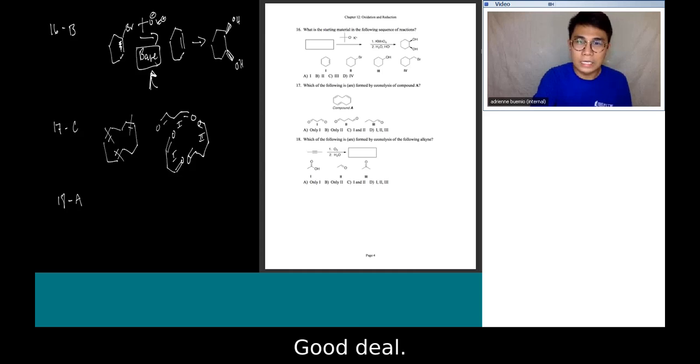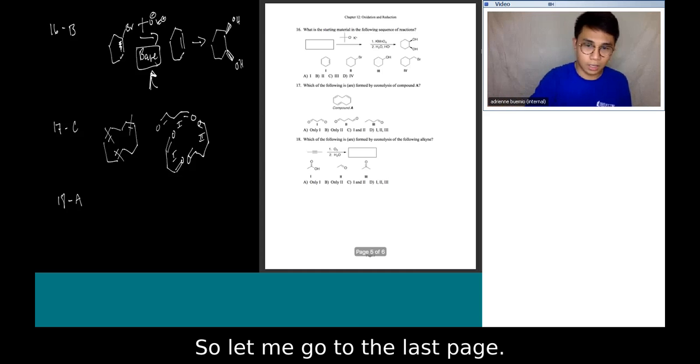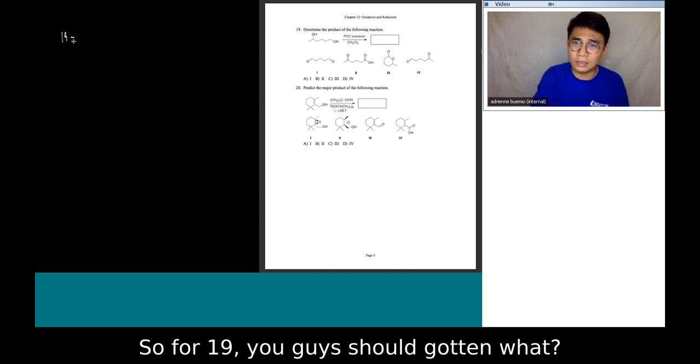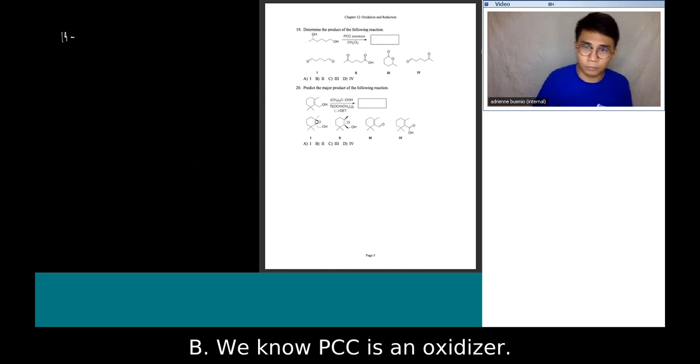Okay, so let me go to the last page and once again, pause the video and tell me what you guys get. So for 19, you guys should have gone what? B, right? We know PCC is a reducer, right? Or actually, sorry, it's an oxidizer.